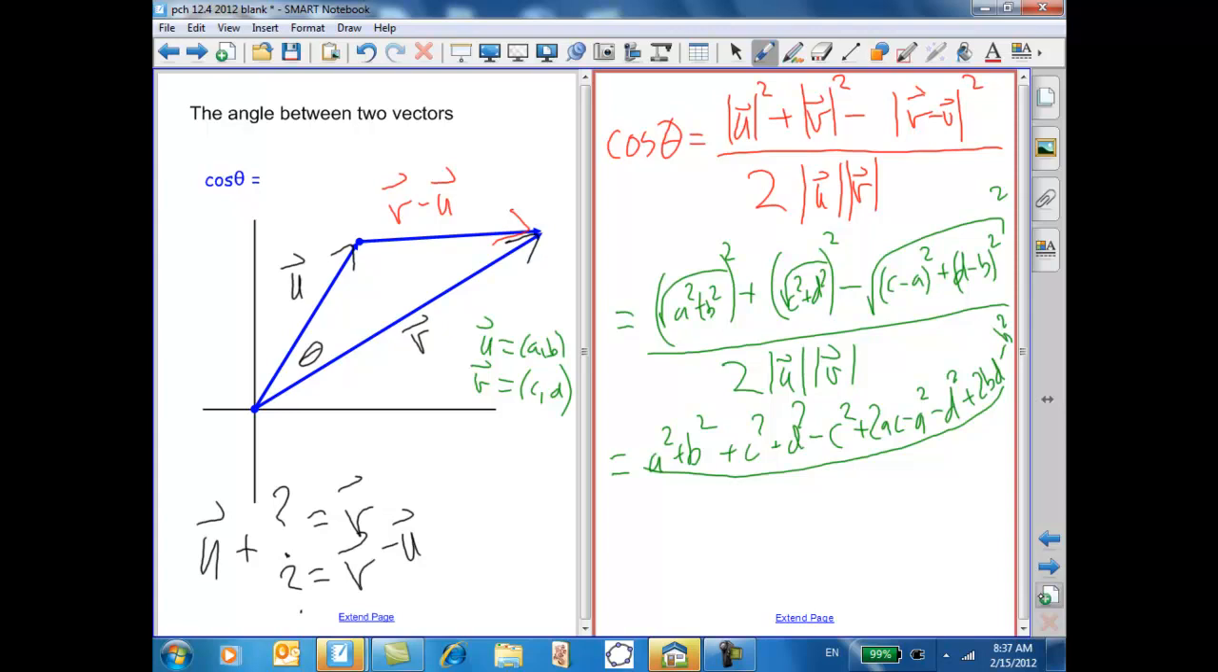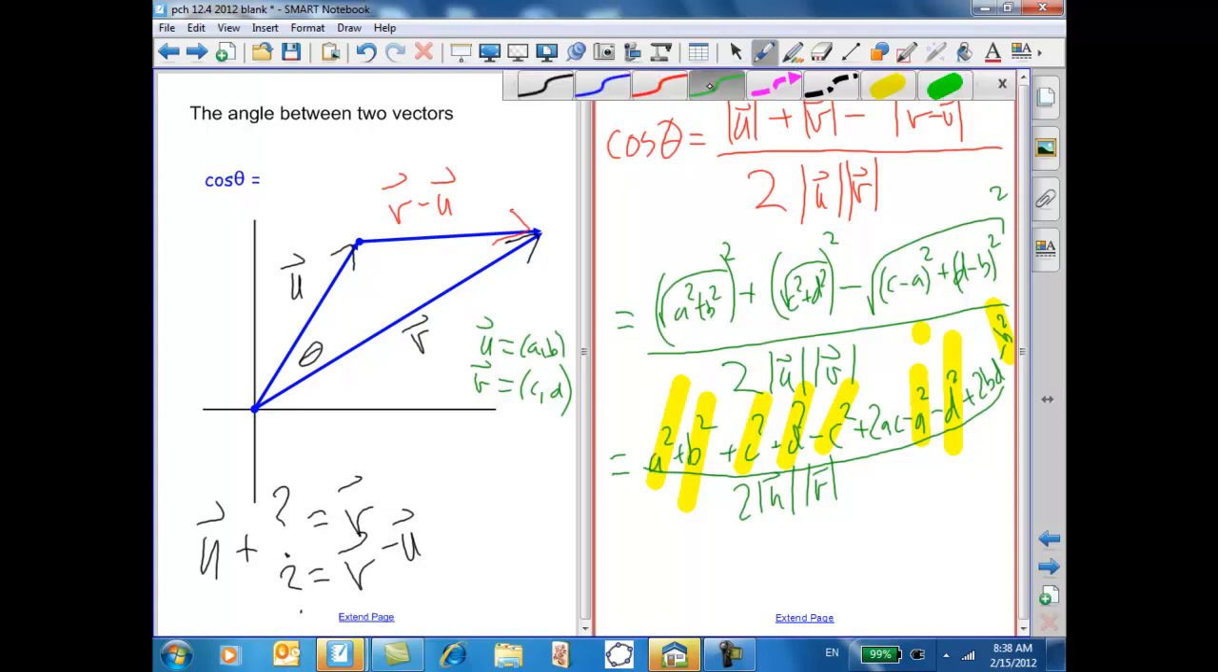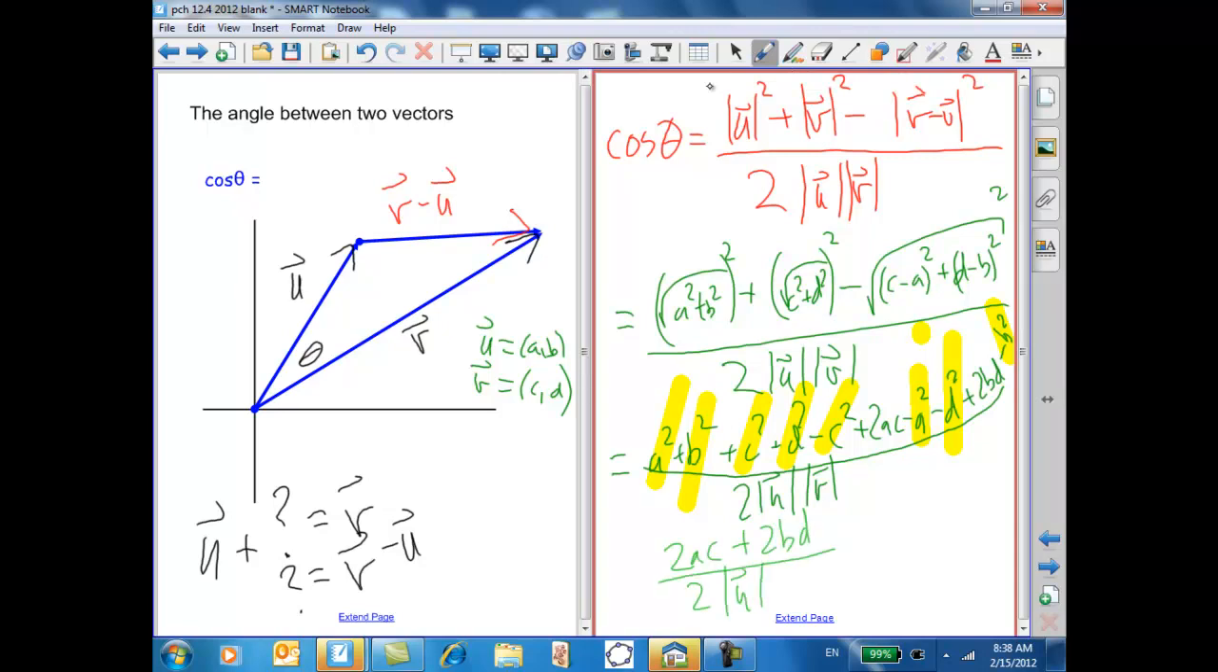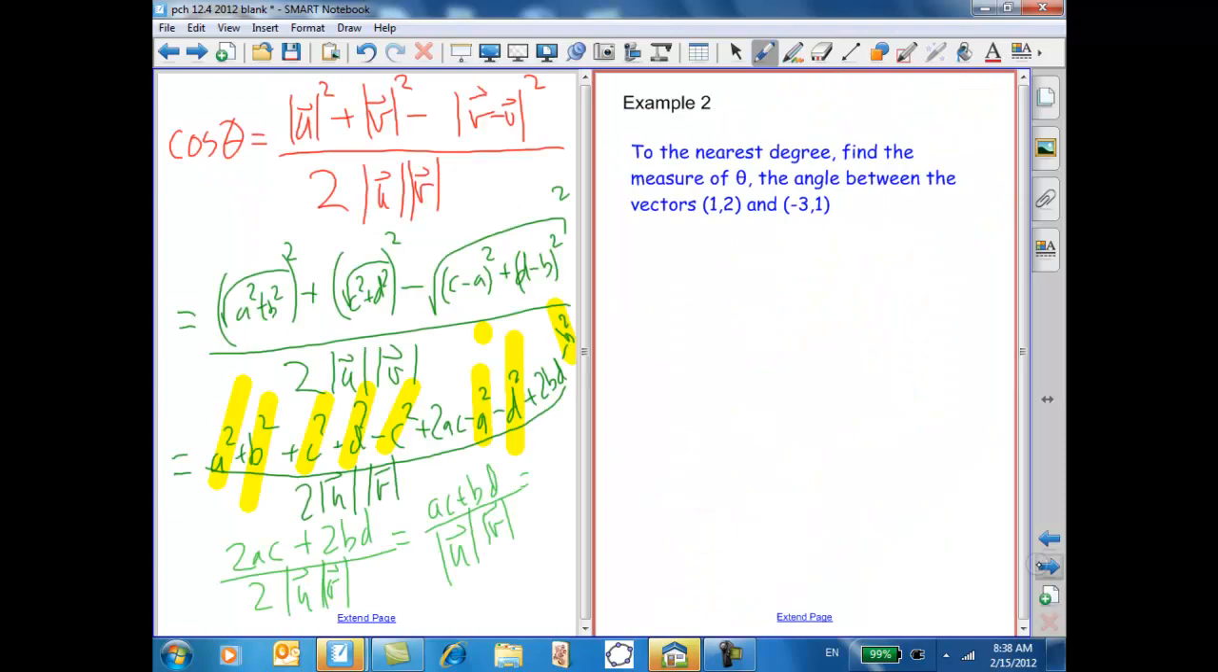BD. Okay, fine. Over 2UV. And look at the magic, folks. Look at all those things canceling. And what's left? 2AC plus 2BD, all over the magnitude of U, magnitude of V. You can factor out the 2, so you get AC plus BD all over the magnitude of U times the magnitude of V, which is, here's the big conclusion.